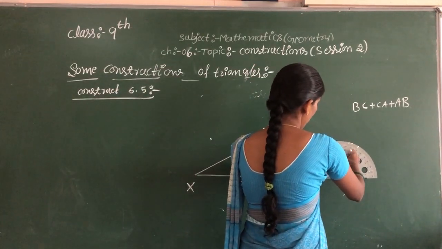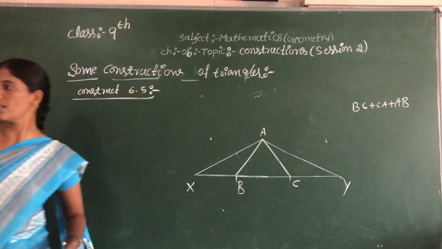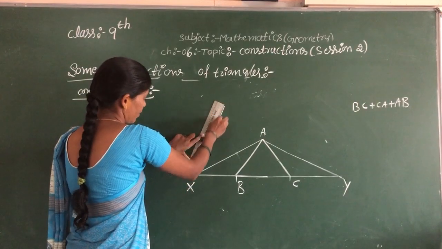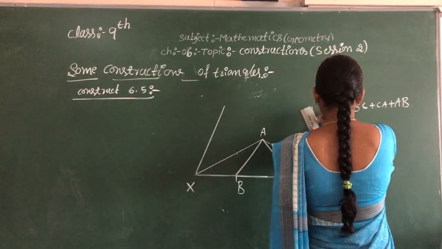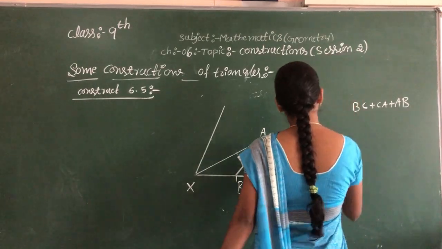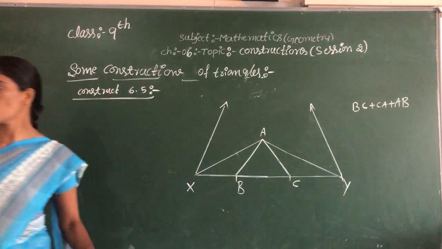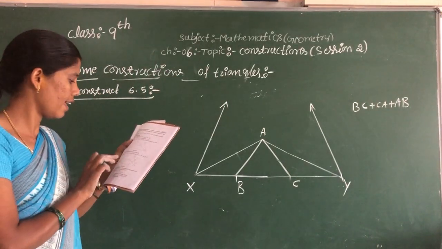Here you should take 70 degree at equal distance. So you should write that one ray. Are you understood, children? Okay. Now next we should move to make an angle LXY.